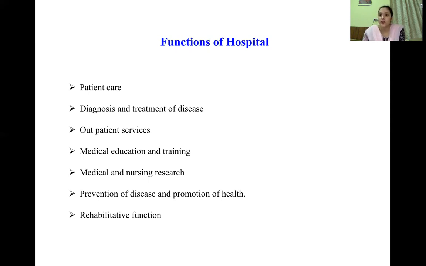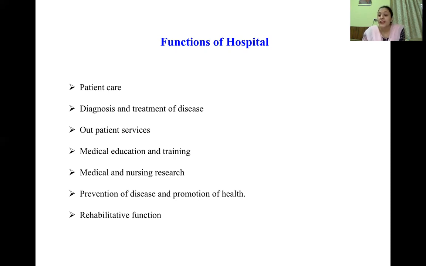Next important function of the hospital is medical and nursing research. The hospital is also concerned with conducting health related researches that focus on the improvement of health or prevention of diseases. Other function of hospital is to prevent the disease and promote the health. Hospitals basically lower the incidences of diseases through early detection and treatment and are concerned with health promotion. Hospitals are geared toward providing preventive services through community health centers also.